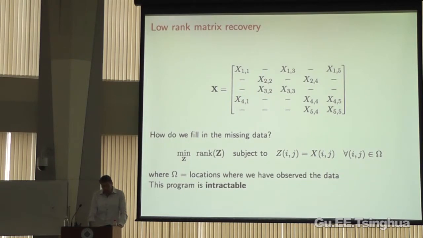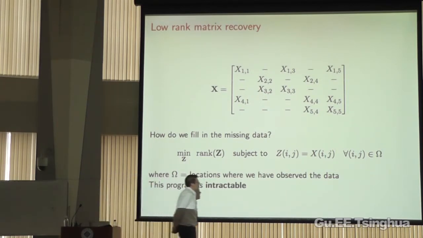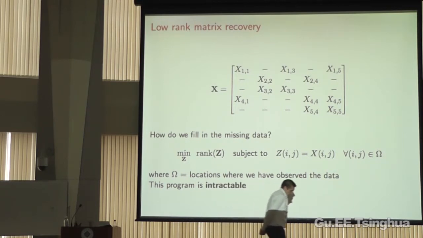That's one idea. Okay, so then the question is, how do you fill in this missing data? How do you explicitly take advantage of this? You have an underdetermined system. Here you're underdetermined because you don't see some things. And then I have some structure, and the structure is that it's low rank.